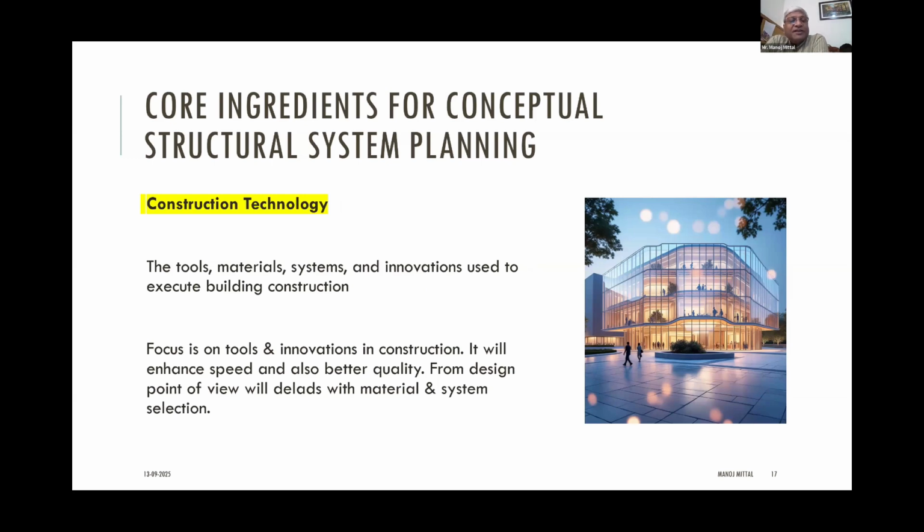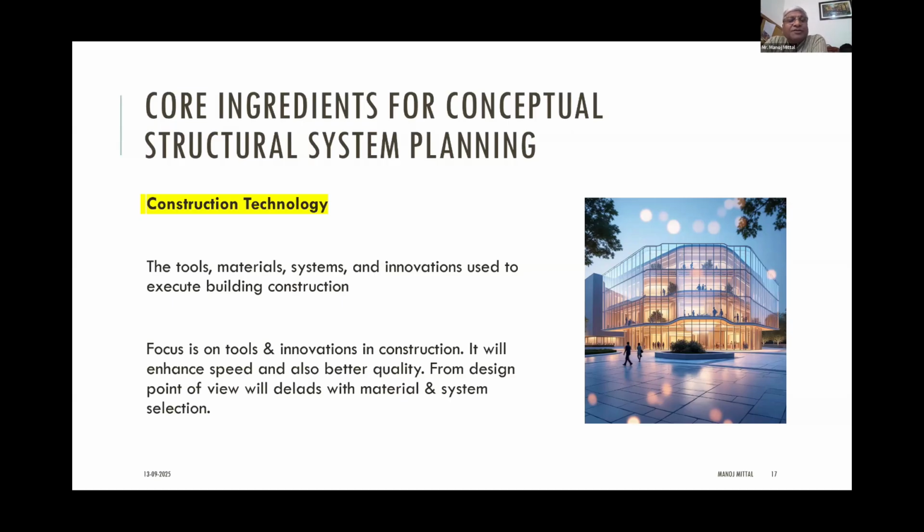The construction technology is basically about the tools, materials, and the systems and innovations used to execute building construction. Suppose somebody wants to use a 3D technology, that is a construction technology. Somebody wants to use a precast construction, that is a kind of technology. Somebody wants to use a particular kind of formwork, say MIVAN formwork or tunnel formwork or any other kind of form. That is a kind of technology.